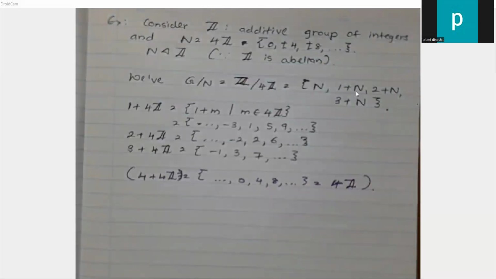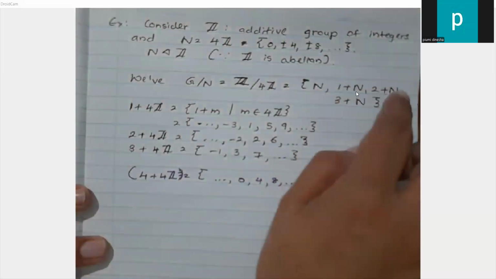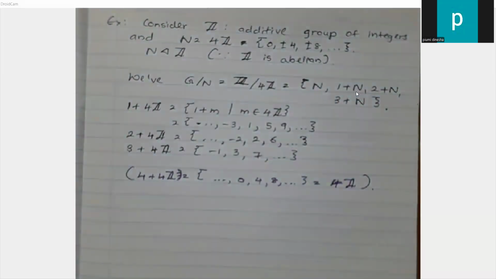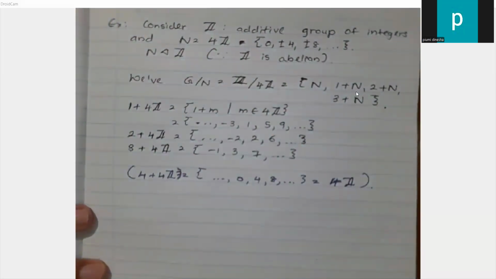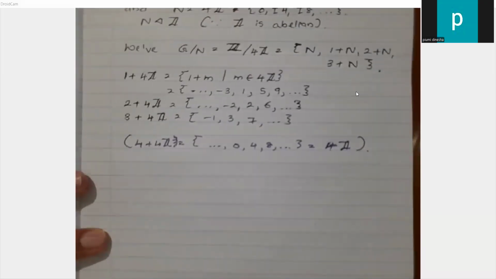4z. So these 4 that are given over here are the only distinct left cosets of 4z in the group of integers, right? So we have the quotient to contain these elements. Now let's find its multiplicative group.